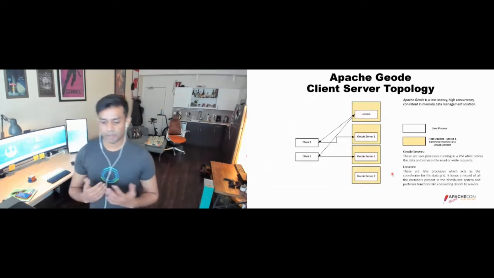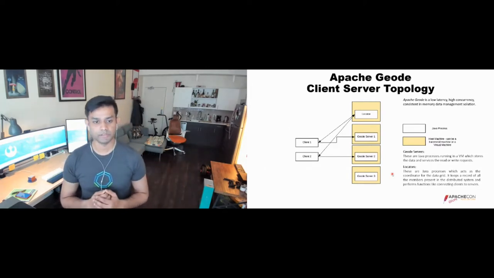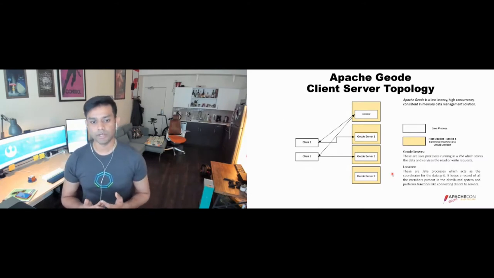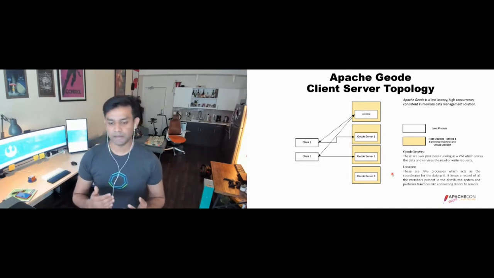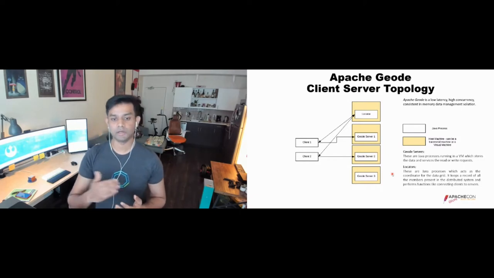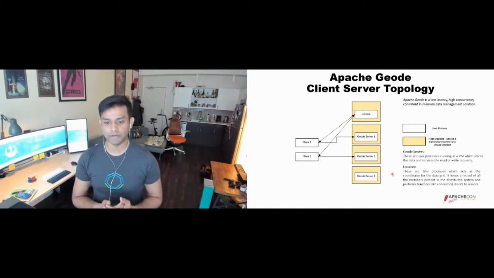If I had to describe Apache Geode in one line, I would say it's a low latency, highly concurrent, consistent in-memory data management solution. Two of the major components of a Geode cluster are the locators and the Geode servers. Locators act like coordinators in a distributed system. They manage what members are present in the cluster. Also, as you can see in this diagram, one of their primary jobs is to allow the client to connect to a server. The client requests the locator, "Hey, I want to connect to a server," and the addresses are provided to the client by the locator.